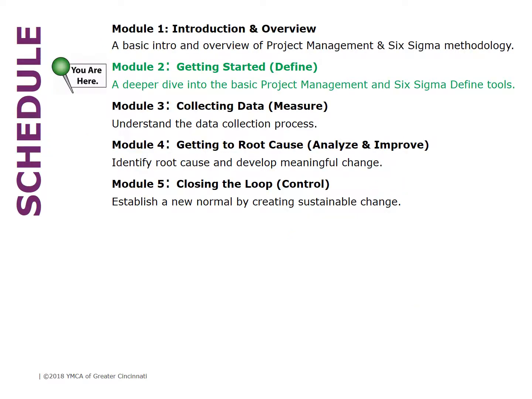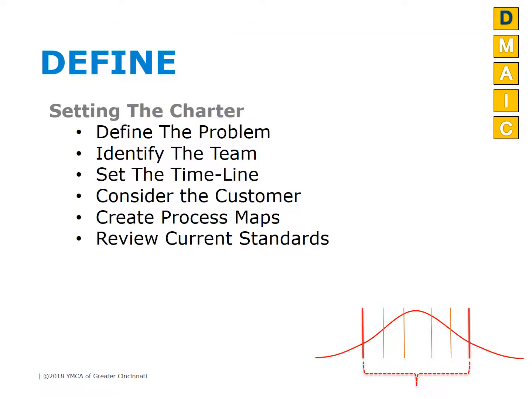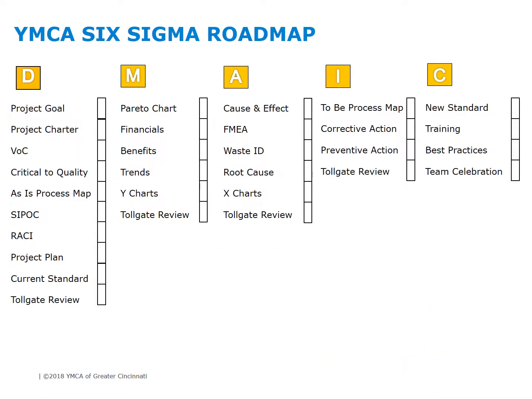In this module, we will take a deeper dive into the basic Six Sigma and project management tools. In the Six Sigma define phase, we spend time talking about the problem, identifying the team and timeline, considering customer requirements, creating process maps, and looking at current standards. We will use the Six Sigma roadmap to guide our journey into using this method for projects.